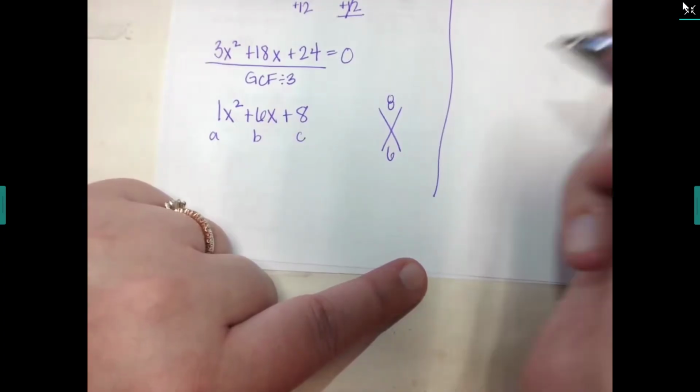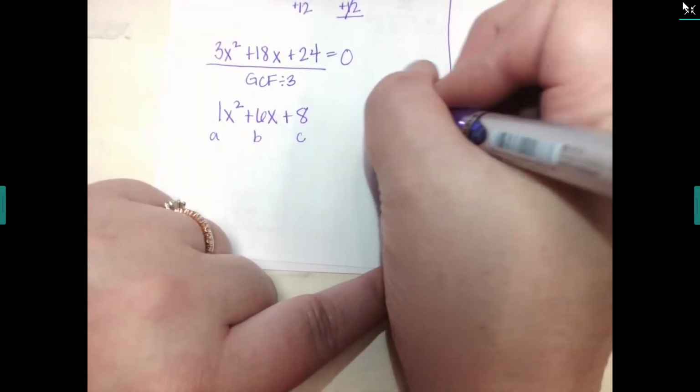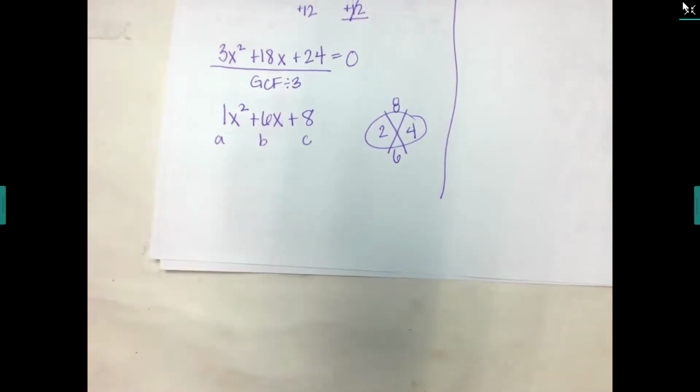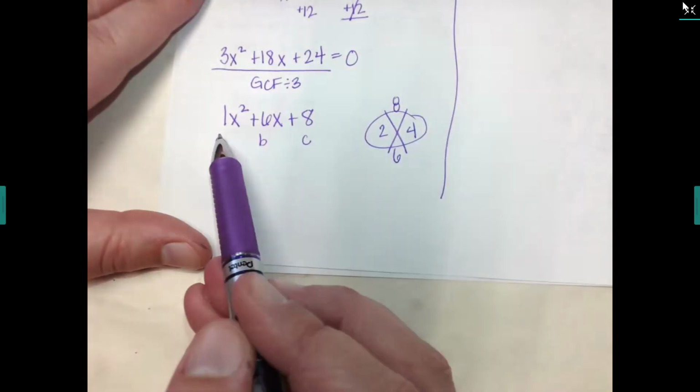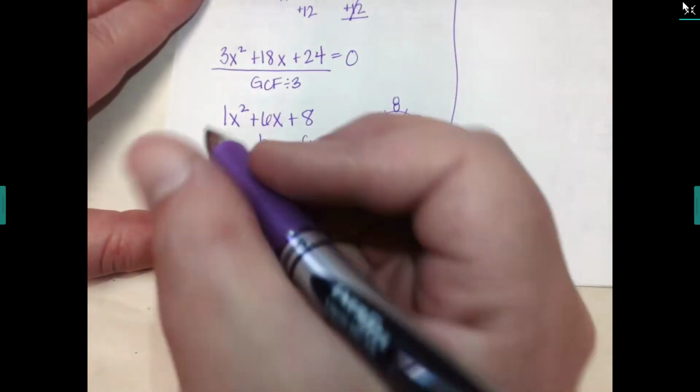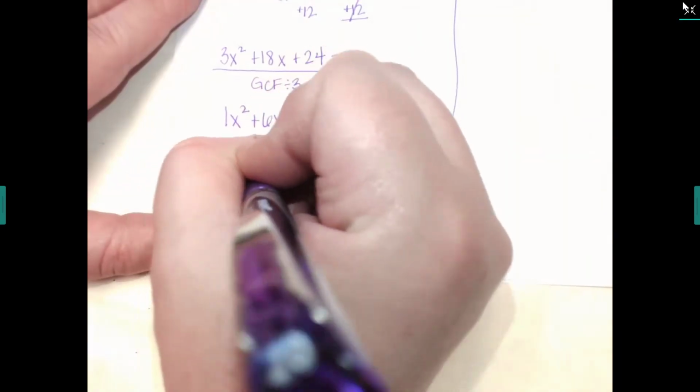2 and 4, very good. Those are my guys. Now, there are other numbers that times to 8, but 2 and 4 are the ones that times to 8 and add to 6. So I have my A as a 1, so I don't have to divide and slide. So I have an x plus 2 and an x plus 4.